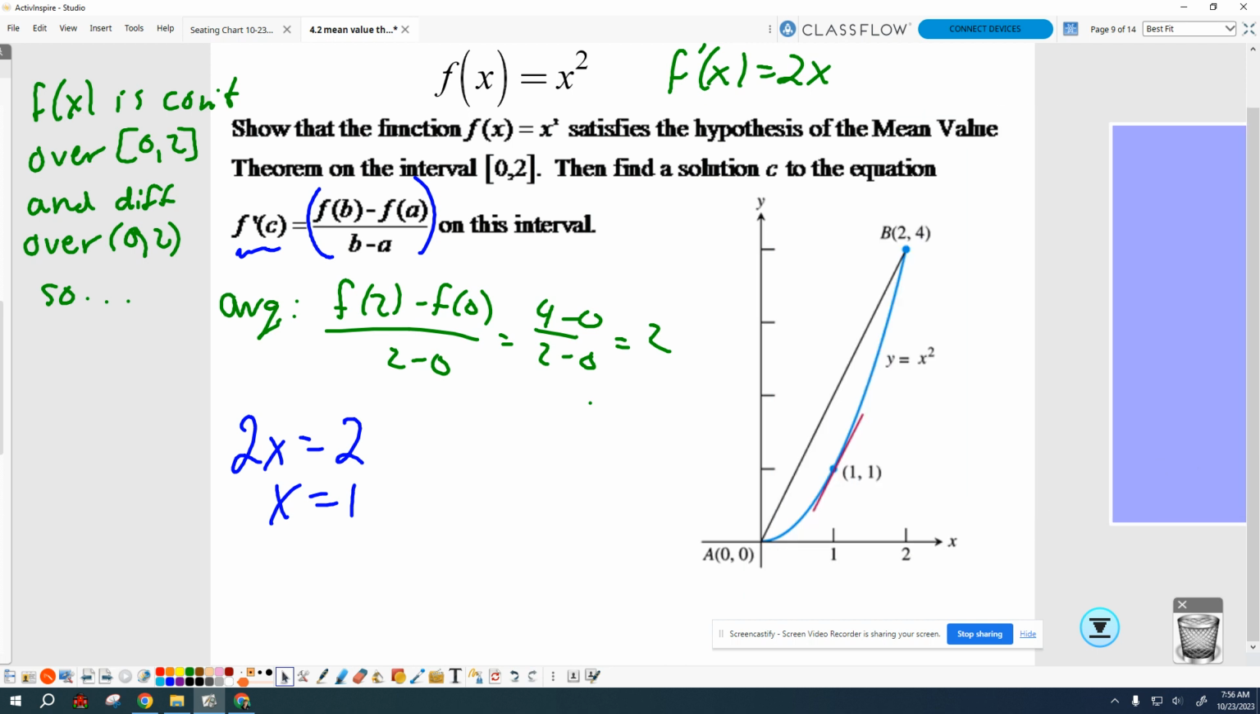So there's the average, there's the actual curve, and the one spot that it works is right there. Can there be more than one spot? Okay. But it's guaranteed to have at least one.